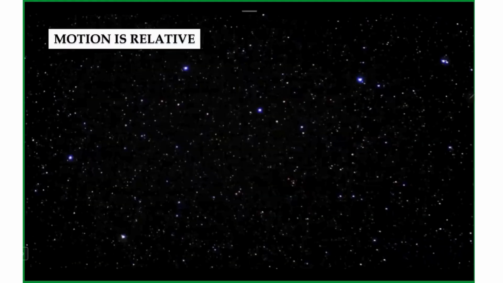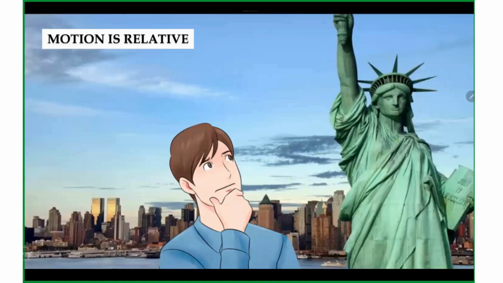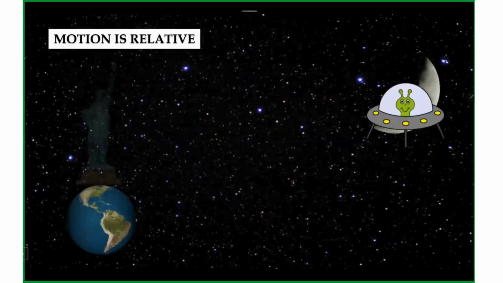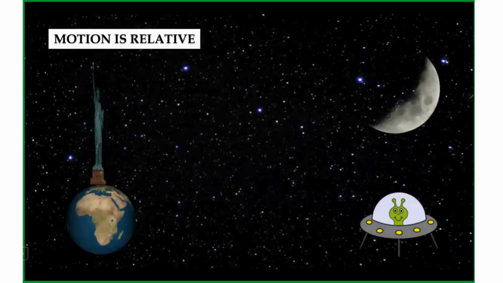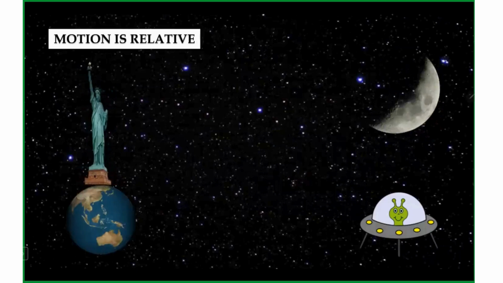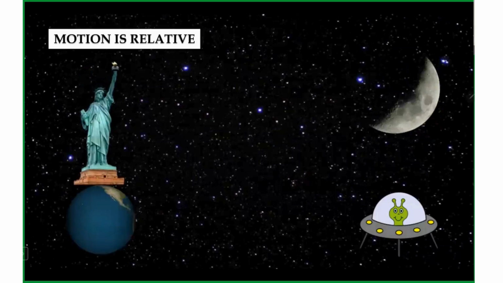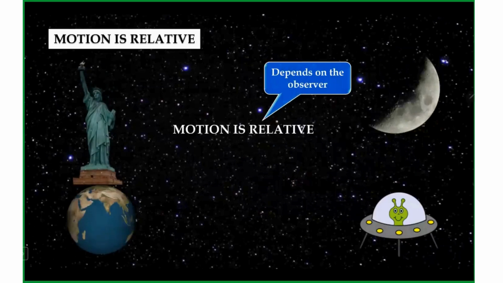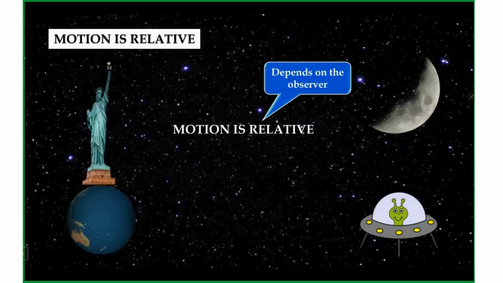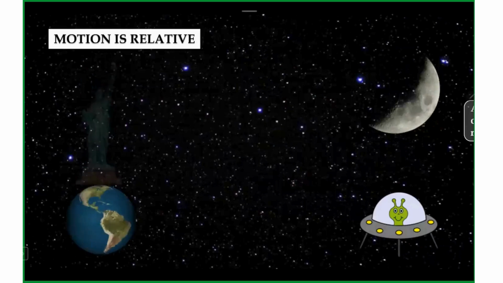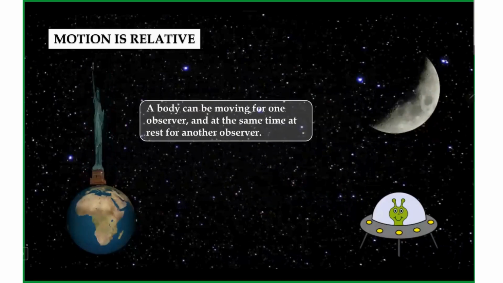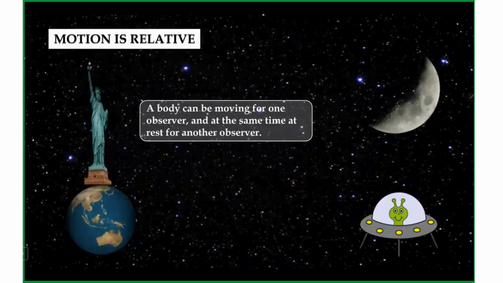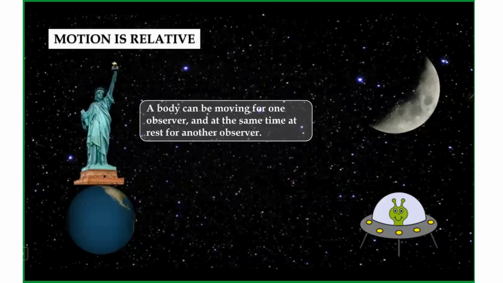Then we come to this person watching the Statue of Liberty. He will say the Statue of Liberty is at rest. At the same time, there is an alien on the moon watching it. What he will say is the Statue of Liberty is moving, rotating, and revolving also. Am I right? That's what I said: motion is relative. It depends upon the observer. So a body can be moving for one observer and at the same time, it can be at rest for another observer. Clear?